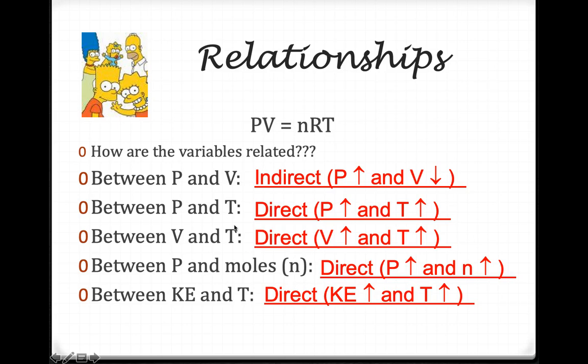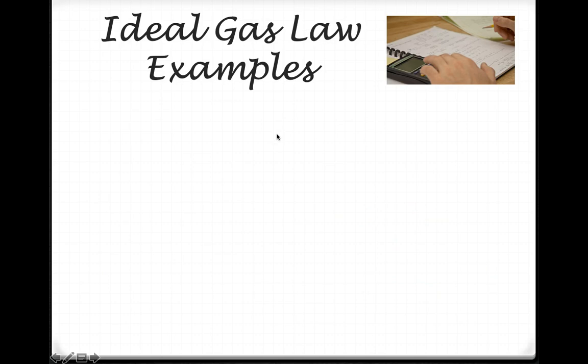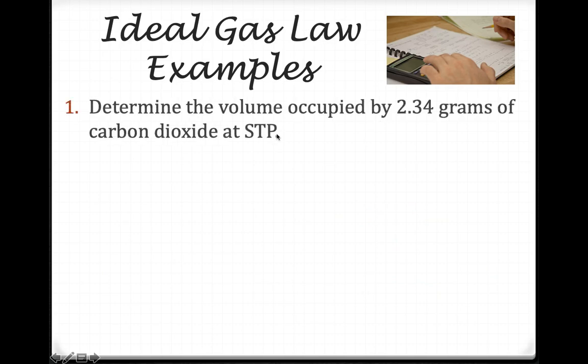All right, so with all those relationships down and a whole bunch of variables down, it's time to finally do some examples. This could be an example that you might have in lab. Determine the volume occupied by 2.34 grams carbon dioxide at STP. All right, well, here's the good news. We only have one gas law, PV equals nRT. The problem says determine the volume. So I know I'm solving for V.